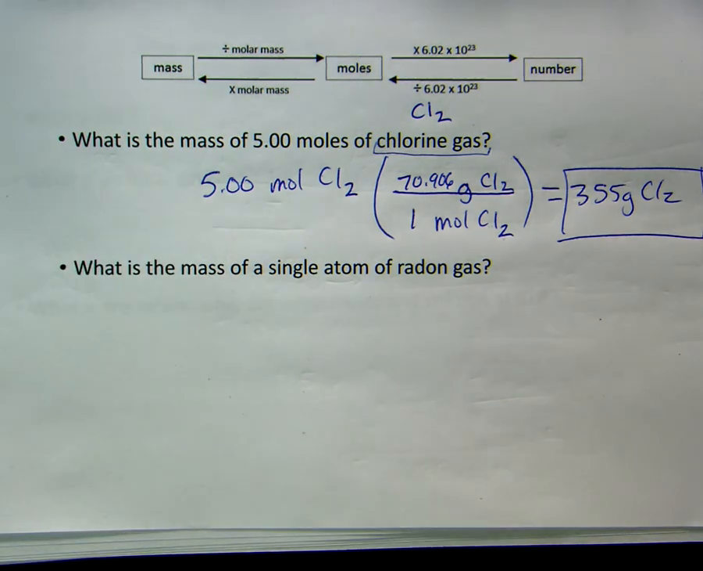Would you get the same answer if you just divided the 5 moles in half and just kept it as just Cl? Well, mathematically you would, but then you would be answering a different question. Okay. Yes.